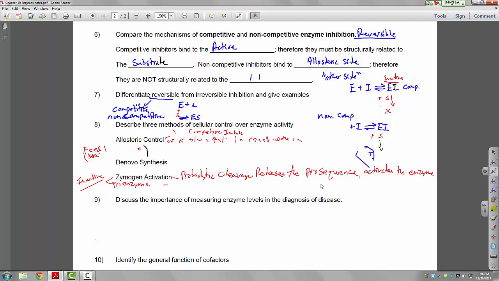And the thing about zymogen activation is it keeps potentially harmful enzymes inactive until they're needed. And it allows for rapid response and an amplified response. Amplified response, as we saw with the clotting cascade, the blood clotting cascade.